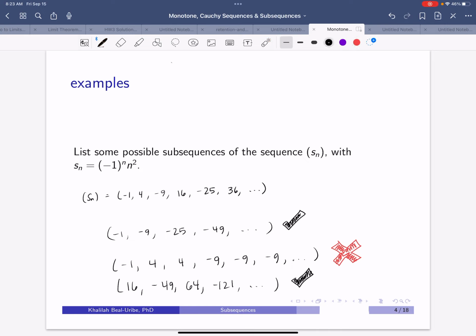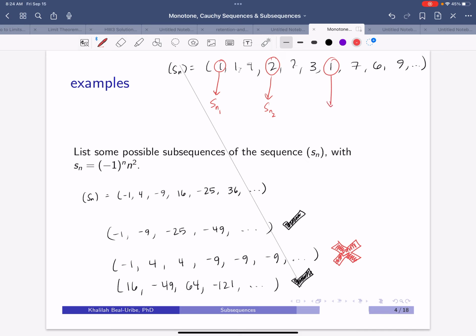If I had a sequence, say my sequence is 1, 1, 1, 2, 2, 3, 1, 7, 6, 9. So it's just some random sequence. Now I could have this is my first one. This one as my second one. This one as my third one. This one as my fourth one, right?